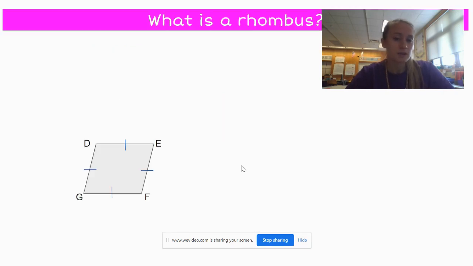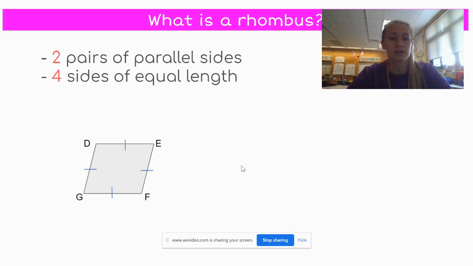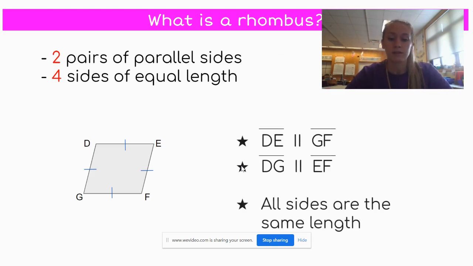So what is a rhombus? A rhombus has 2 pairs of parallel sides, like we've seen on the last 2 shapes, and 4 sides of equal length. So that means all sides have to be the same length. That's the difference between this and a rectangle and a parallelogram.